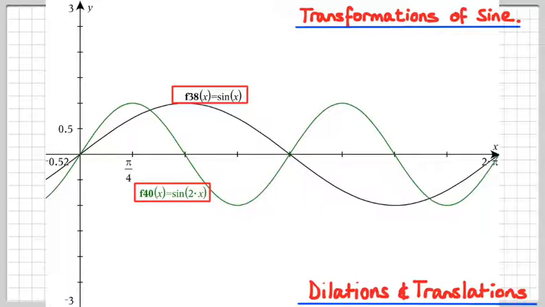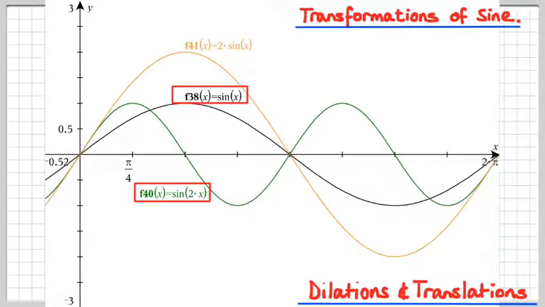It's an x compression. Everything's squashed into half its normal size, but therefore we say it's a dilation of a factor of half away from the y-axis. That's how we say it, right? Now, this one here is the graph of y equals 2 sine x, so that's a y stretch away from the x-axis of a factor of 2. You understand that, don't you?